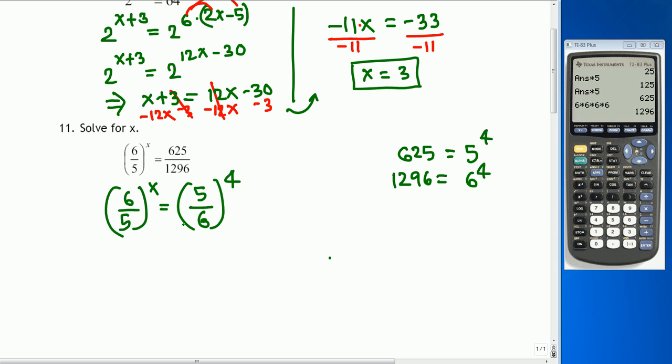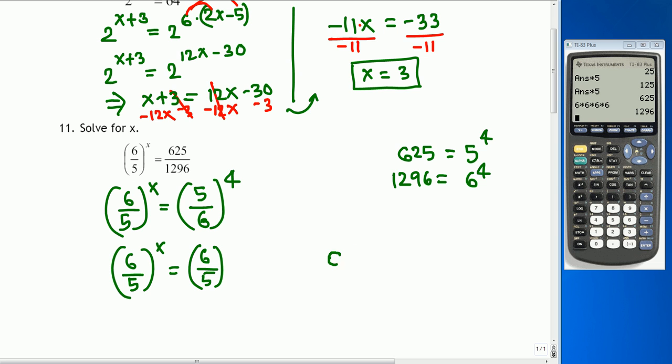Okay, we need to make the same base on both sides. On the left hand side it is 6 over 5 to the x, and on the right this is 5 over 6. Now we need to change this to 6 over 5. We take the reciprocal of 5 over 6, and this becomes 6 over 5, and when we take the reciprocal, we need to pay the price: multiply the exponent by negative 1.